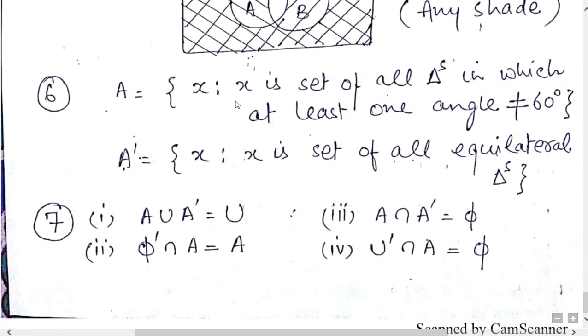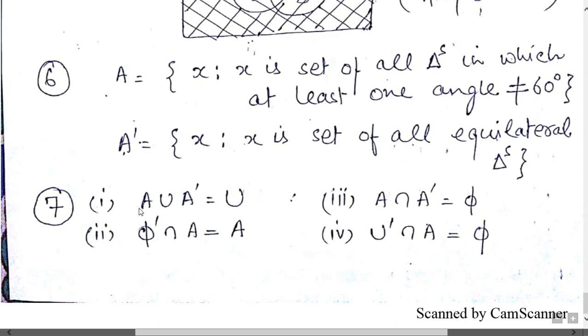In question number 6, X is the set of all triangles in which at least one angle is not equal to 60 degrees. Clearly, you can write in the complement all the equilateral triangles, because in an equilateral triangle all the angles are 60 degrees.